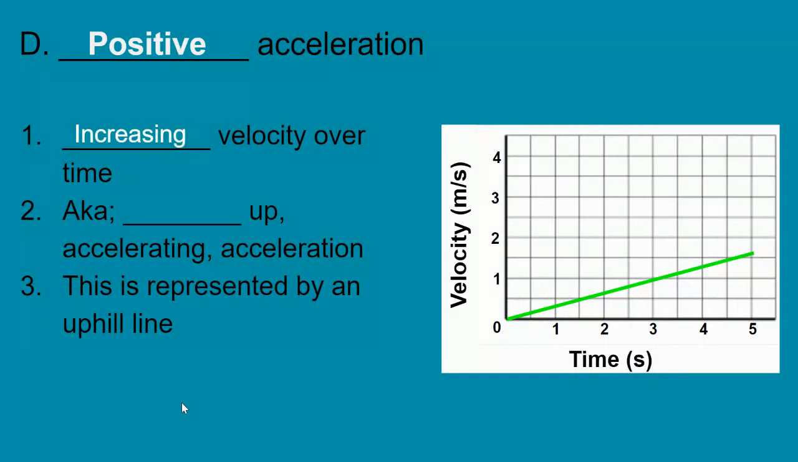The last type of acceleration will be positive acceleration. This is where we have increasing velocity over time. In other words, something is speeding up. Something is accelerating, they're pushing on the accelerator in the car. And this is represented by an uphill line.